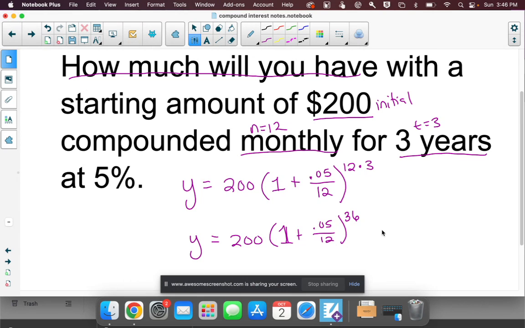Okay, and I am getting $232.29 because we're going to round to our nearest penny. Okay, make sure you're checking your calculator again. 1 plus, hit the fraction button so that you can put in the 0.05 over 12. And make sure you're, again, simplifying your exponent first, raised to the 36th power.